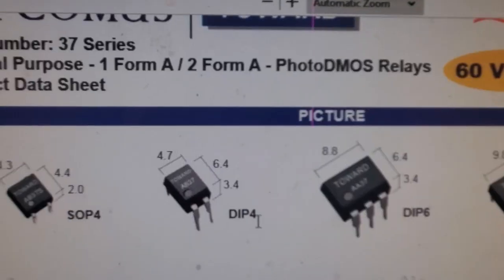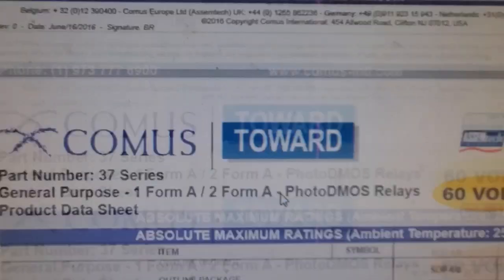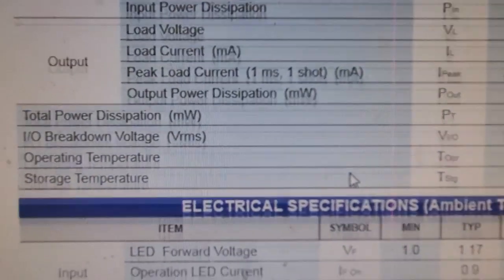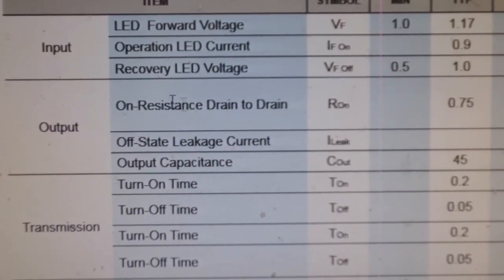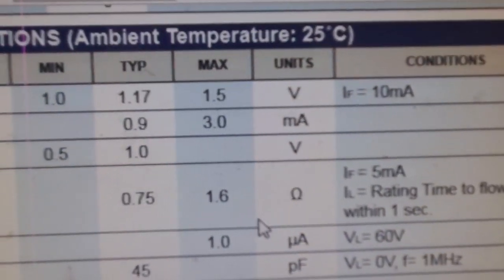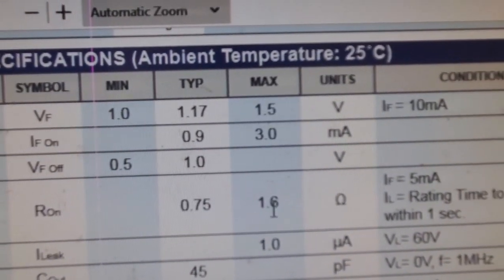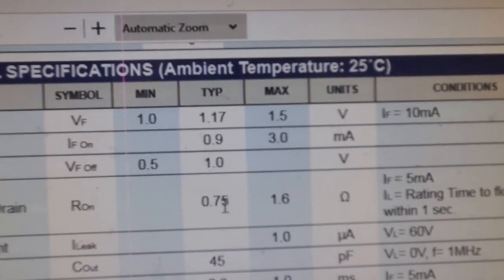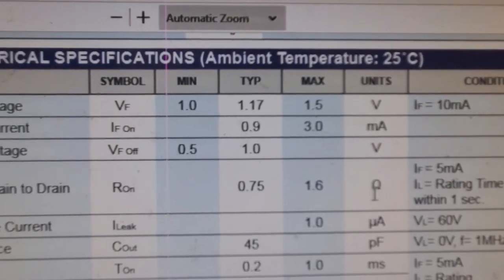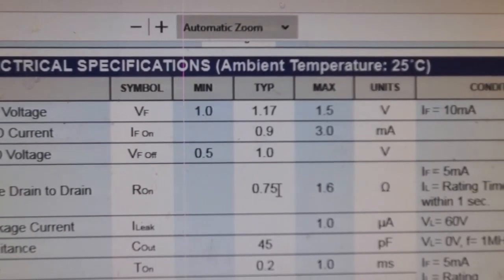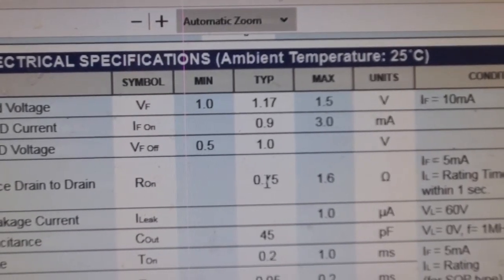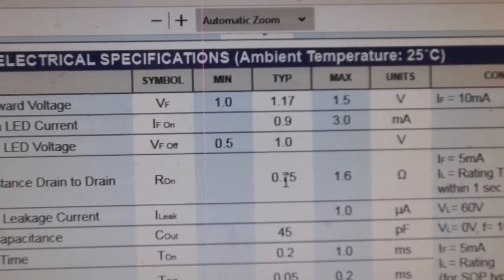Anyways, so here's a Comas AC37. Not the spreadsheet, the data sheet. Let's just look at on-state resistance, drain to drain. Typical 0.75, max is 1.6. So you have about 1 ohm of resistance. Maybe it's 0.75, maybe it's even a little less, but maybe it's higher. So, we'll round it to 1 ohm.